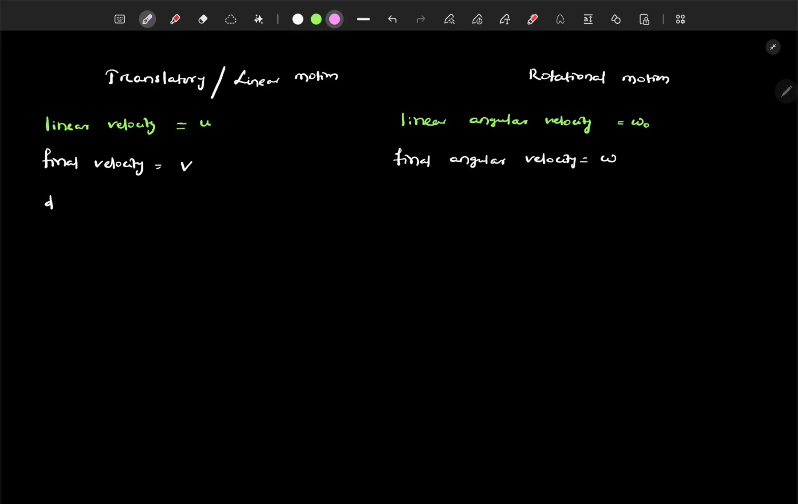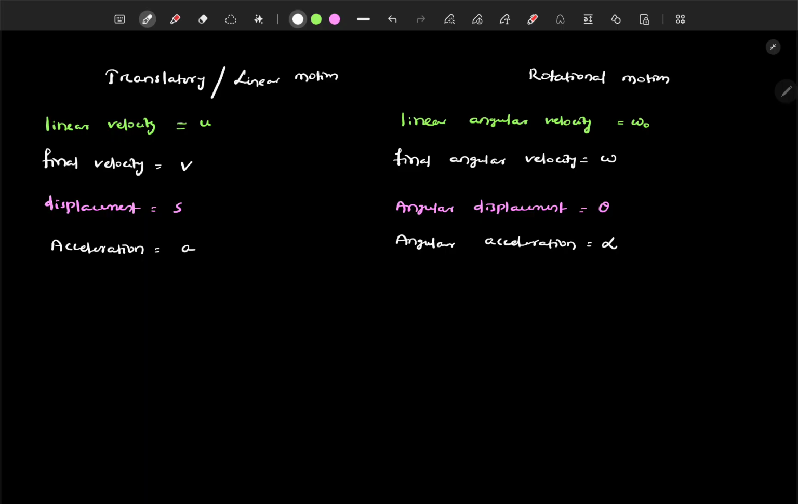Here displacement, in case of linear, is s. Here angular displacement is theta. Very good. Next is acceleration. Which acceleration? Linear acceleration is a, but angular acceleration is alpha.